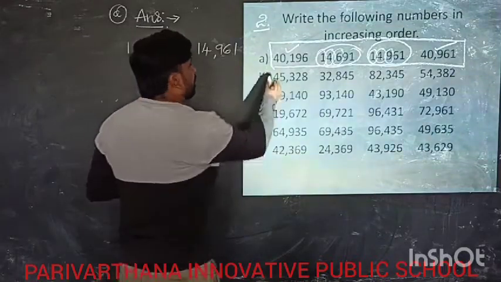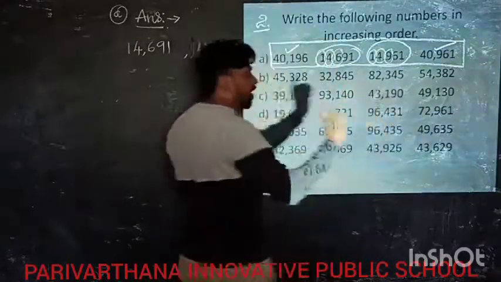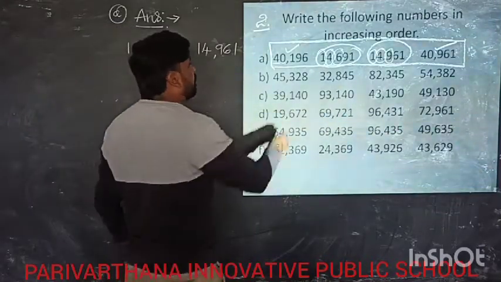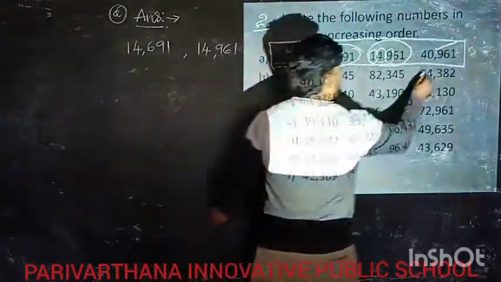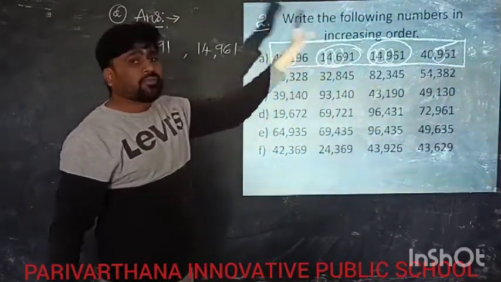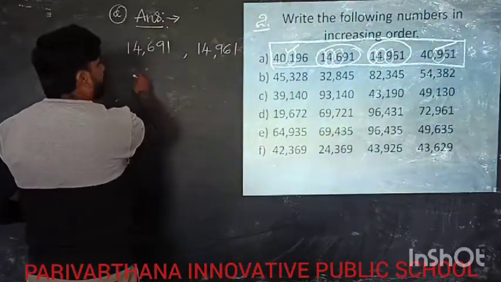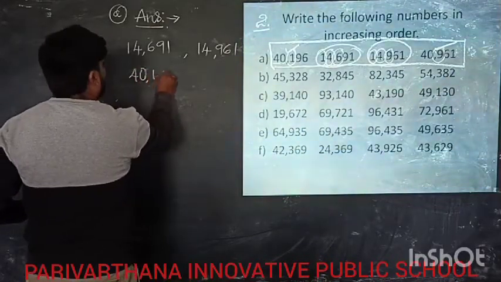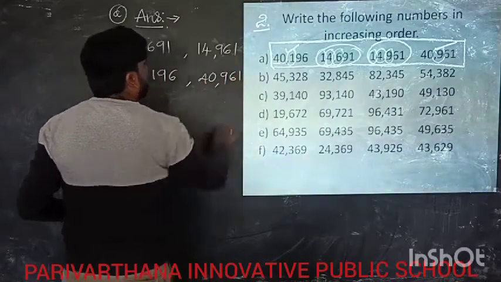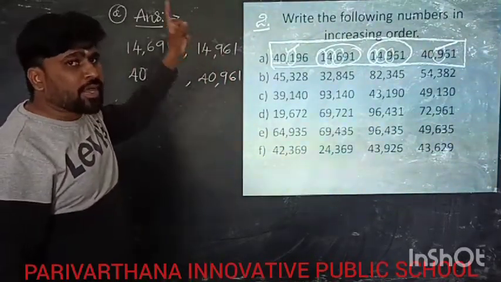Regarding the third number, 10,000 place 4, again same. 1000 place 0, again same. We cannot find out by observing the 10,000 place and 1000 place. Now come to the 100 place, it is 1. Here the 100 place is 9. That means this is the small number, that one will be the big number. It comes in the third place, and that last one comes in the fourth place, that is 40,196, then 40,961. Okay na? Now this is the exercise 1.3 second main answer.